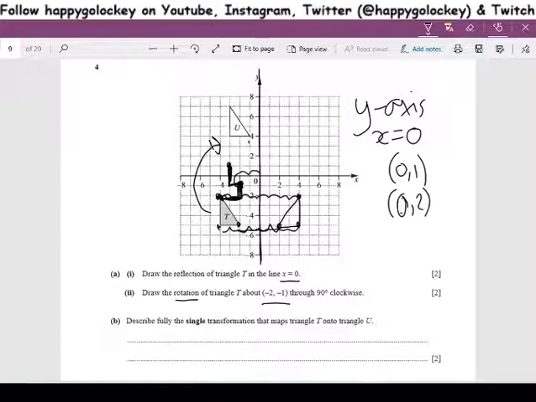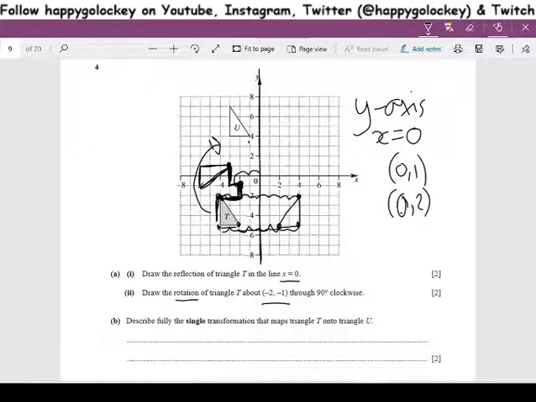So if that new triangle point is there, then we can follow. There's 3 squares down, so it goes 3 squares along now. It goes 2 squares across, so now it goes 2 squares down because it's been rotated. And then it's going to join up to make a triangle. So there's your new triangle.